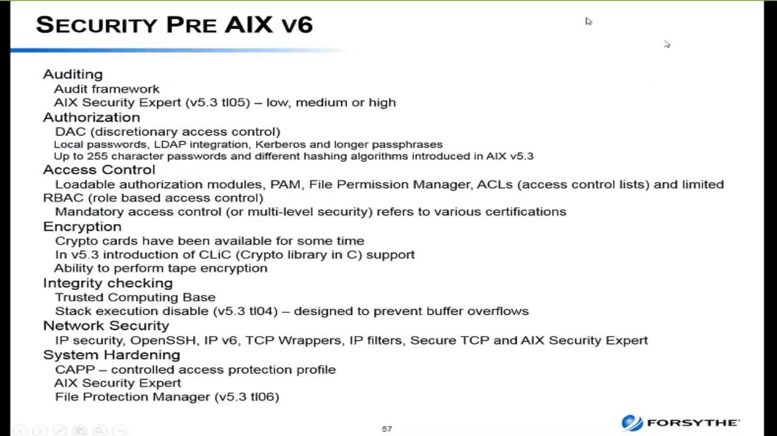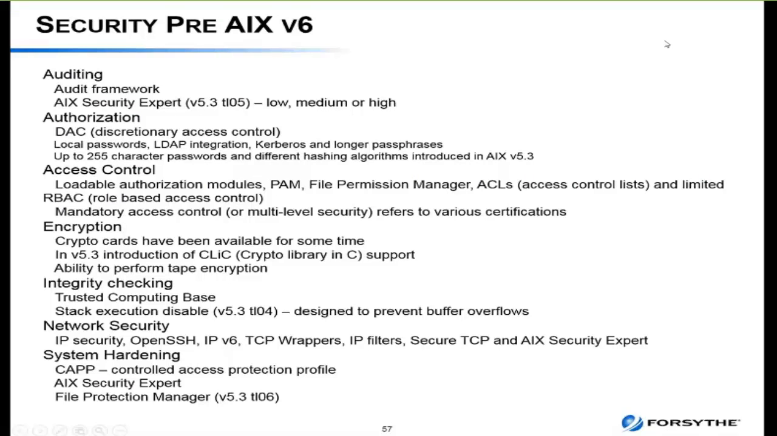We're going to talk a little bit now about some specifics with AIX 6 and 7. Prior to AIX version 6, we had auditing and authorization. We had some encryption using crypto cards. In fact, in 5.3, they brought in the crypto library in C, the CLiC support, so that all of your encryption was done differently. The CLiC libraries were actually on the expansion pack, which was not available overseas. So they added a lot of things in 5.3.